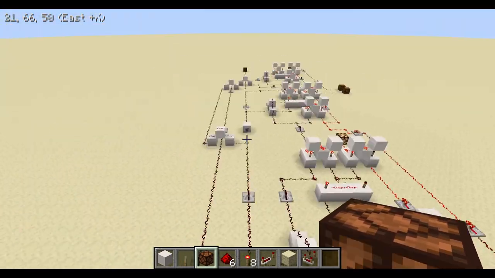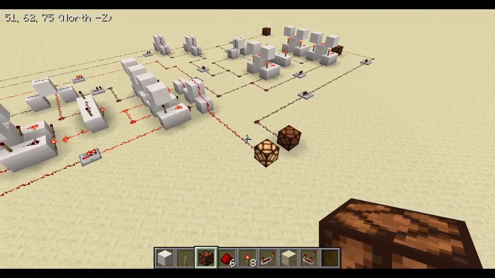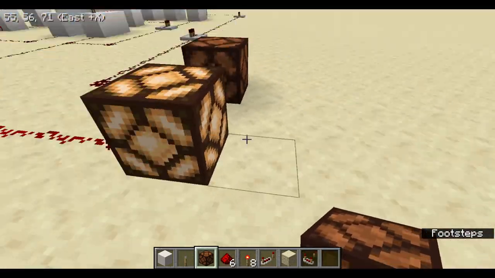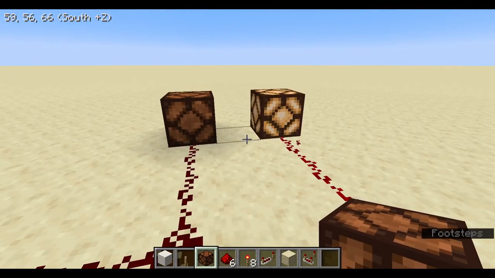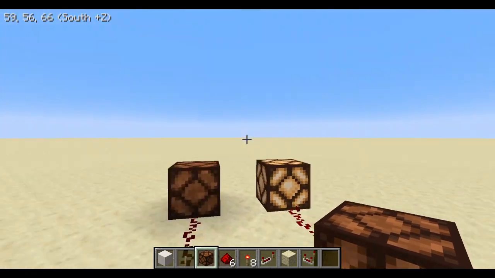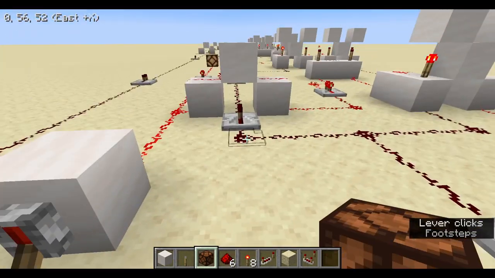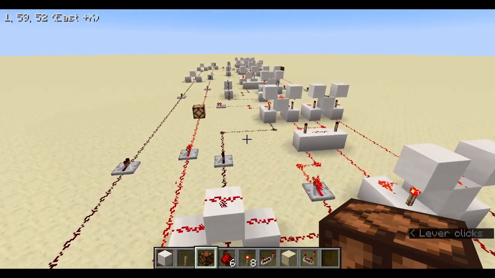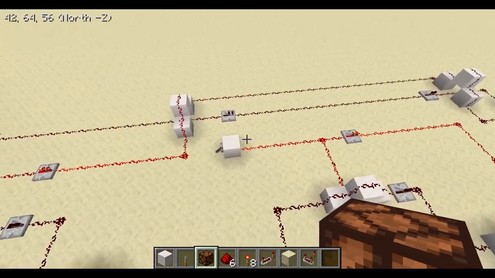If I do 1... Wait, I think these are backwards. So you read it from this direction. So 0, 1 is 1. So 0 plus 0 plus 1 equals 1, which in binary is 0, 1. If I do 1 plus 1, I should get 2, which in binary is 1, 0. Something is not right here.